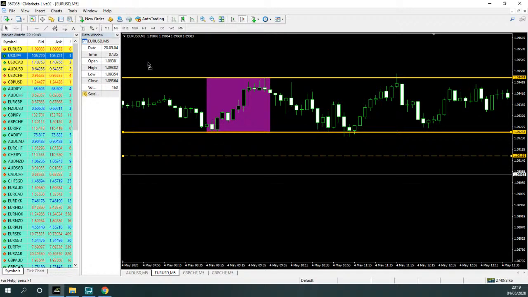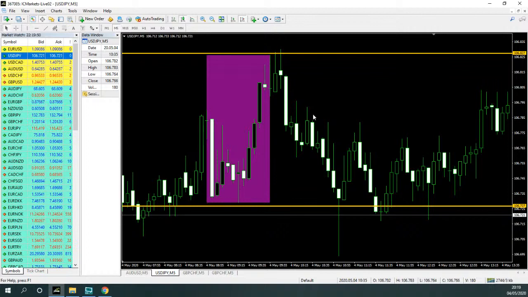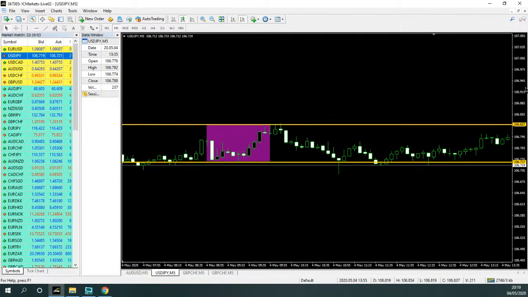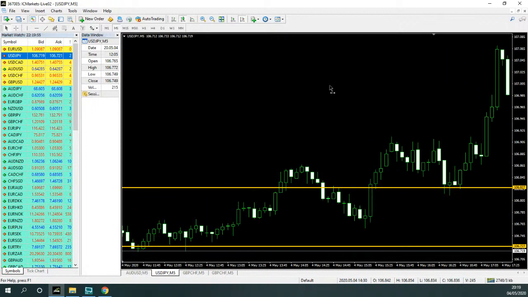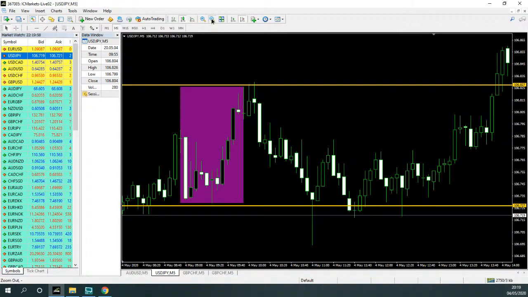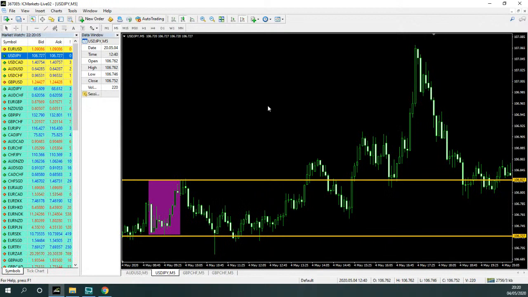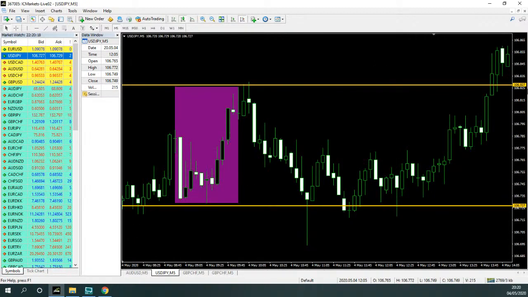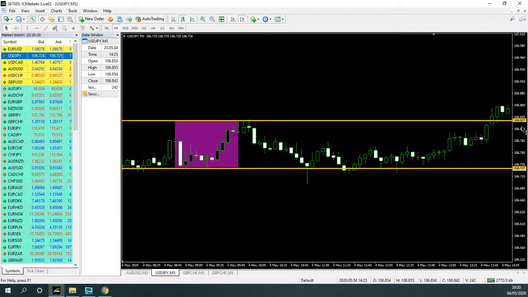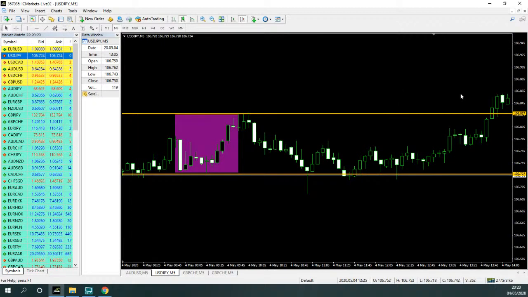Let's try USD Japanese yen next. Okay, this is USD Japanese yen today. The market has been everywhere today. It looks like we have a better setup structure for USD Japanese yen. Right, I need some volunteers here to give me some good answers. All right, let's see.